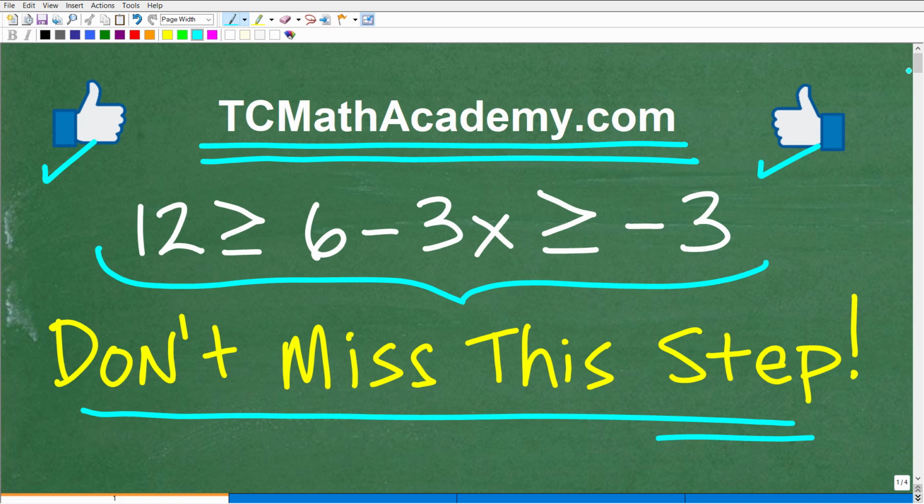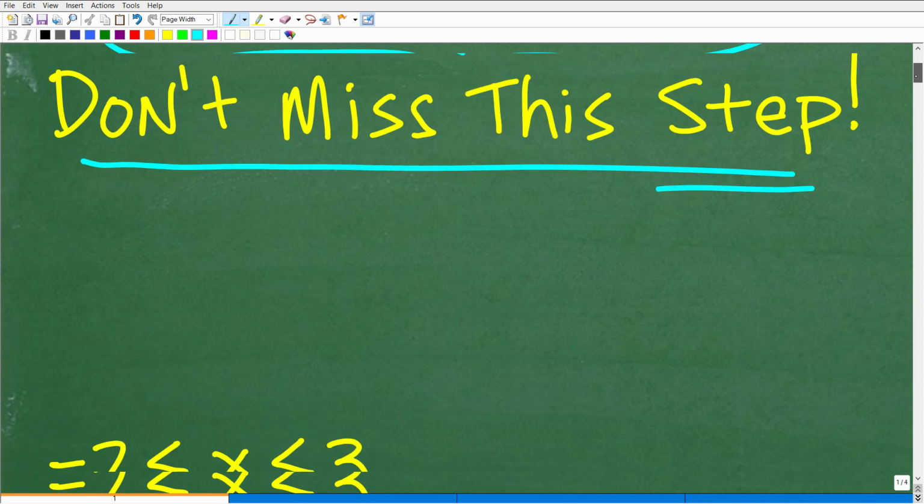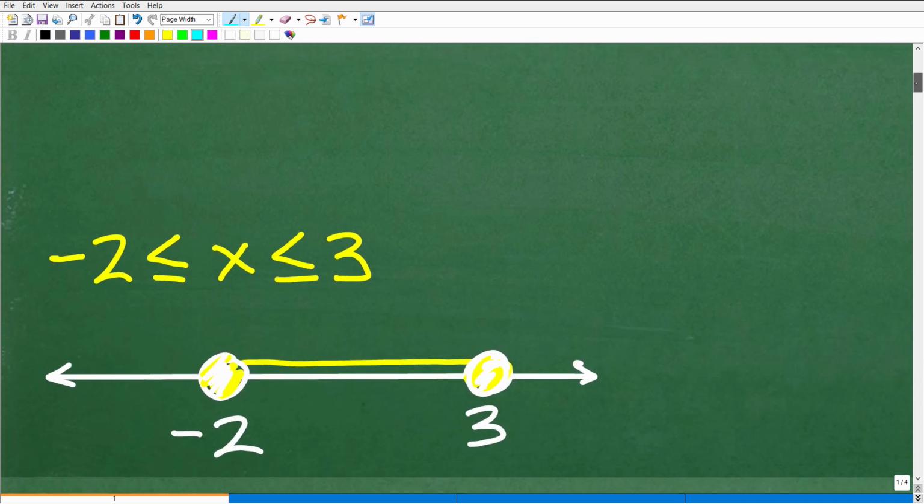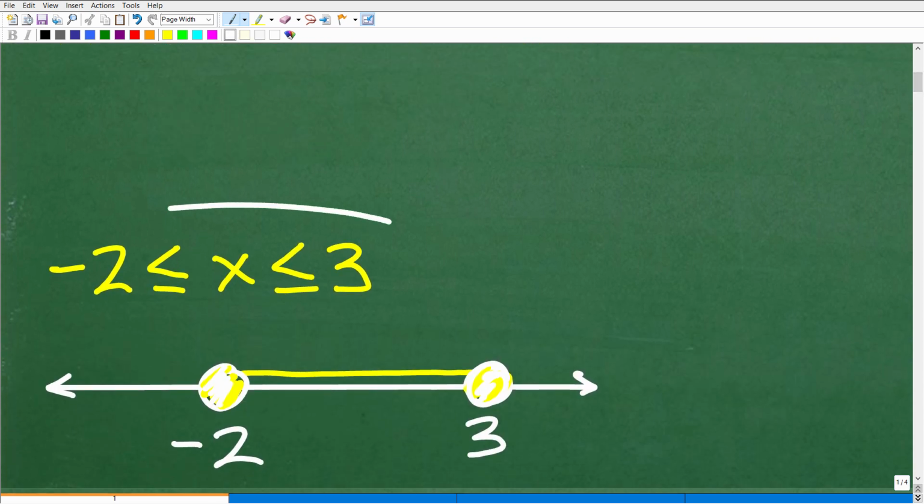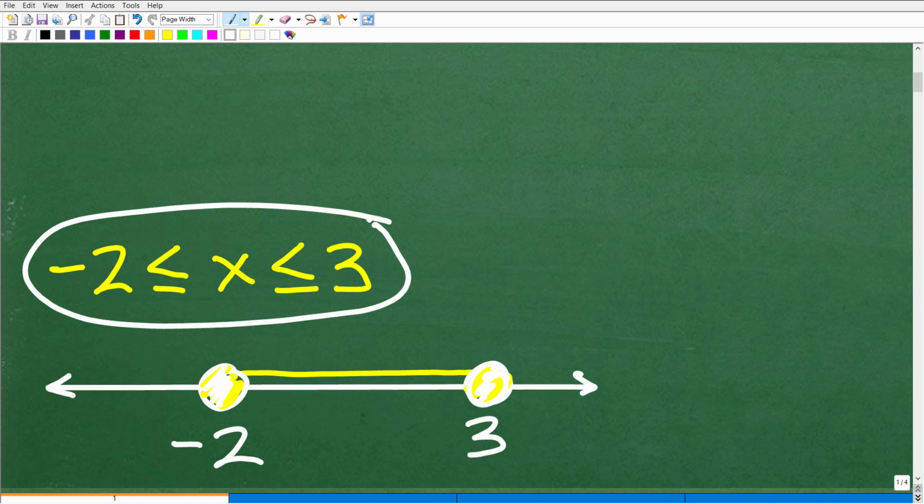Okay, so let's go and take a look at the solution to this problem, and here you go. So again, this would be the solution written as an inequality. We have x is greater than or equal to -2 and at the same time less than or equal to 3. And to graph this inequality, effectively you would have something like this.